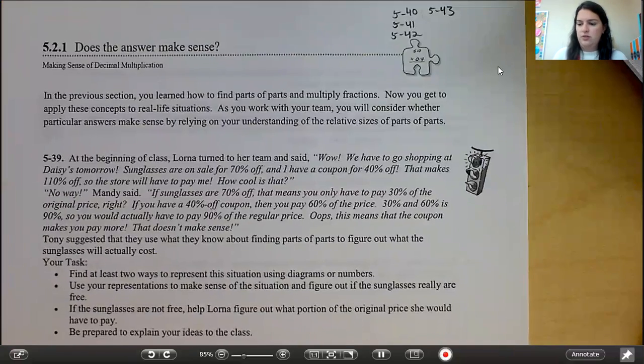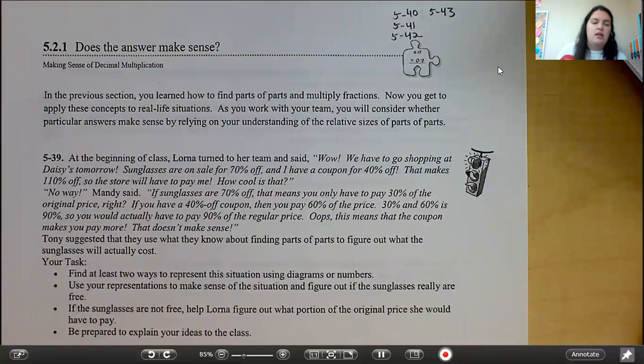521. This is your lesson for 521. Does this answer make sense? Making sense of decimal multiplication.